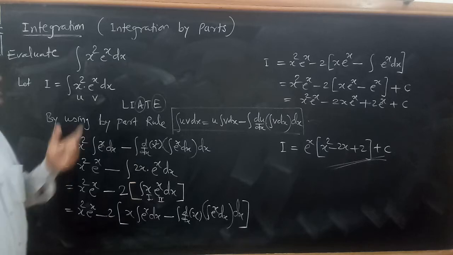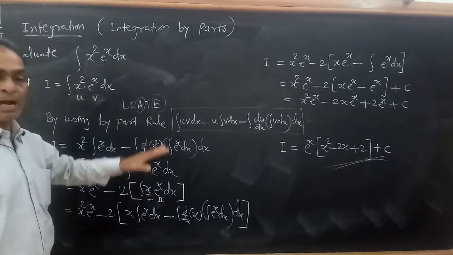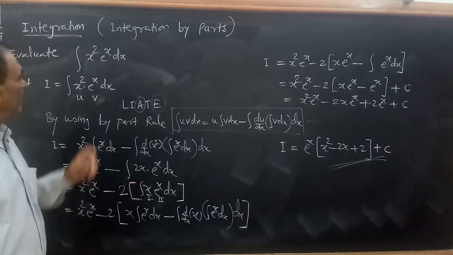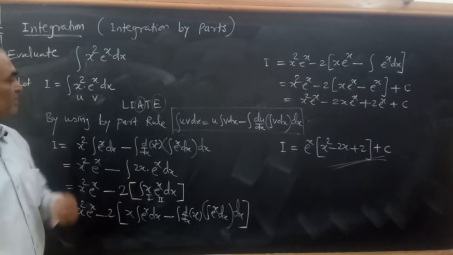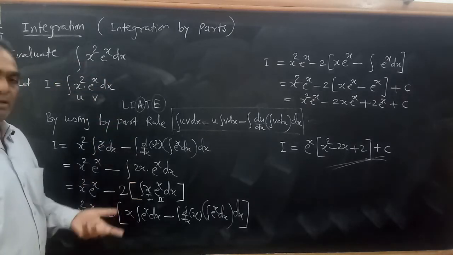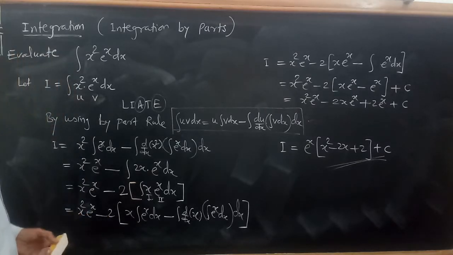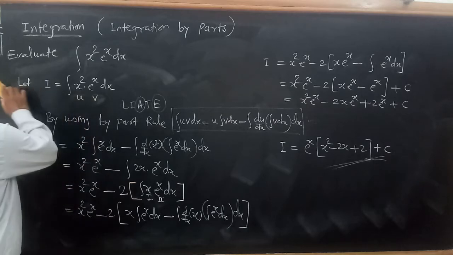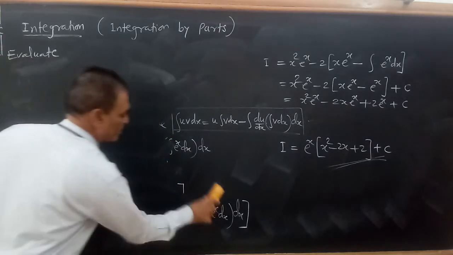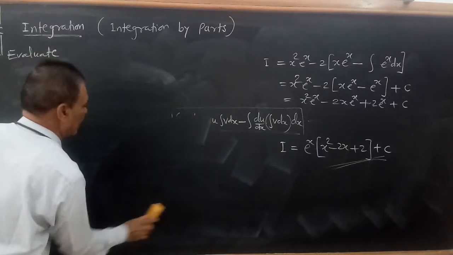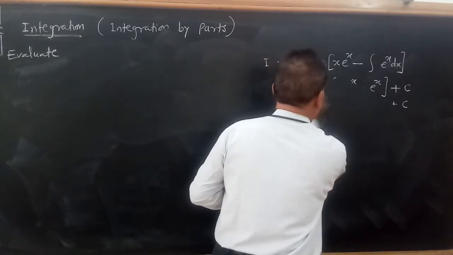Suppose here x cube is present, apply integration by parts rule 3 times. Here x square is present, that's why apply integration by parts rule 2 times. Similarly, you can simplify in this way. Is that it? Okay. Then take one more example. Try to understand guys, this is one of the important chapters in integration.